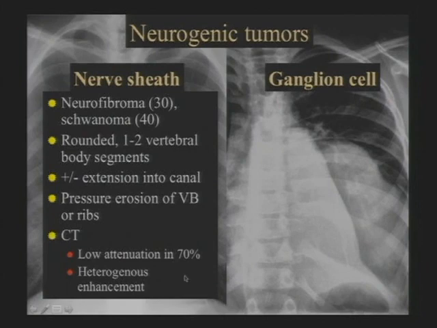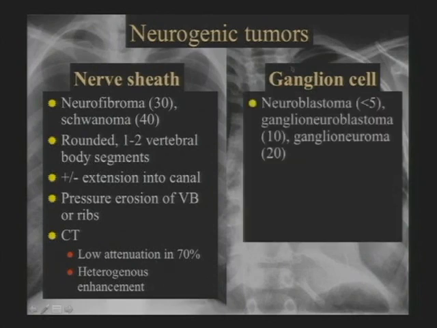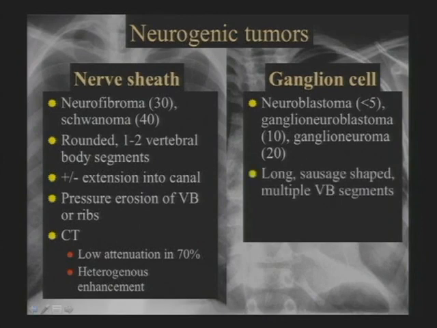And they often show almost fluid attenuation density on a CT scan, and may enhance quite homogeneously or heterogeneously. Ganglion cell tumors are usually in a much lower age range. They tend to be elongated, sausage-shaped. They extend over multiple vertebral body segments, and they otherwise have fairly similar CT findings to the nerve sheath tumors.